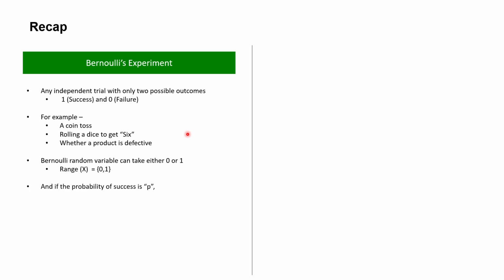And let's say the probability of success is p, then the probability mass function of this particular experiment would be given very simply as p when x equals 1, and 1 minus p when x equals 0. So this is the simplest random experiment with only two outcomes. This is called a Bernoulli experiment.